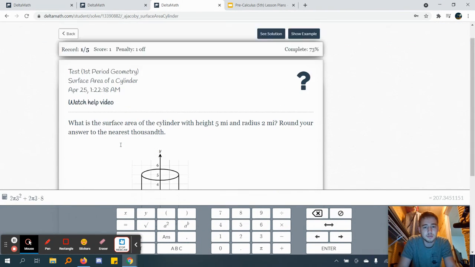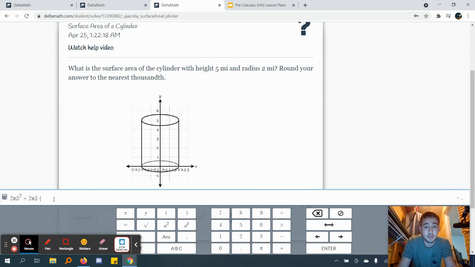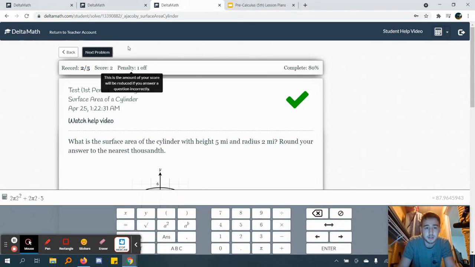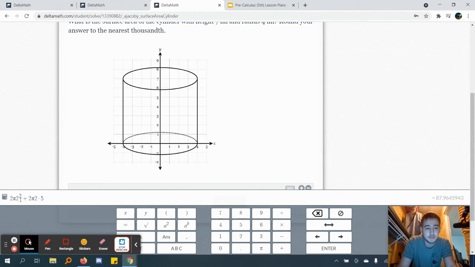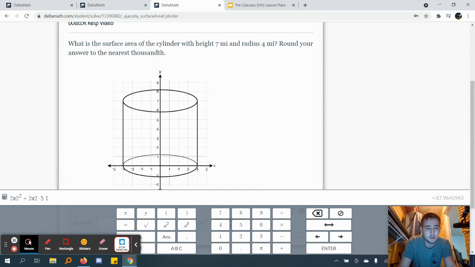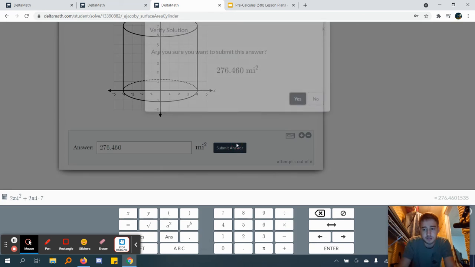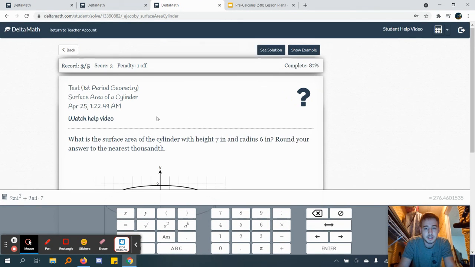So all we need to do, we replace our height with that 5, radius with that 2, and we're going to take that to 3 decimals. 87.964 rounds up to 5. Height of 7 and radius of 4. Replace height with 7, replace radius with 4 where it appears. 276.46. You can say 460 because the next digit's a 1. That's all we got to do.